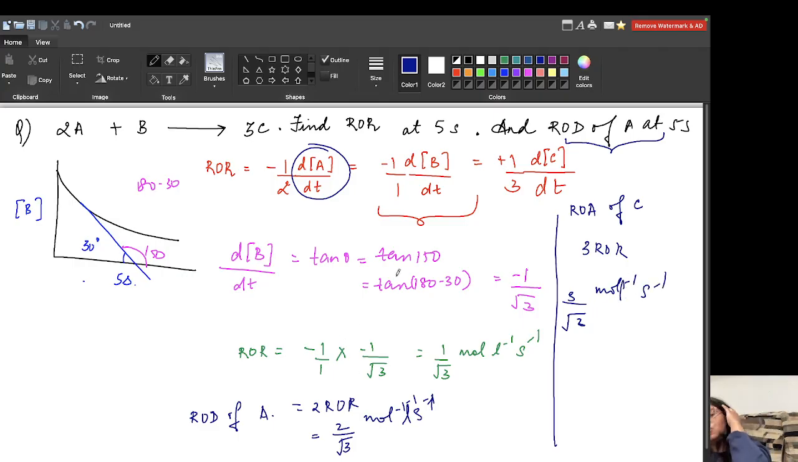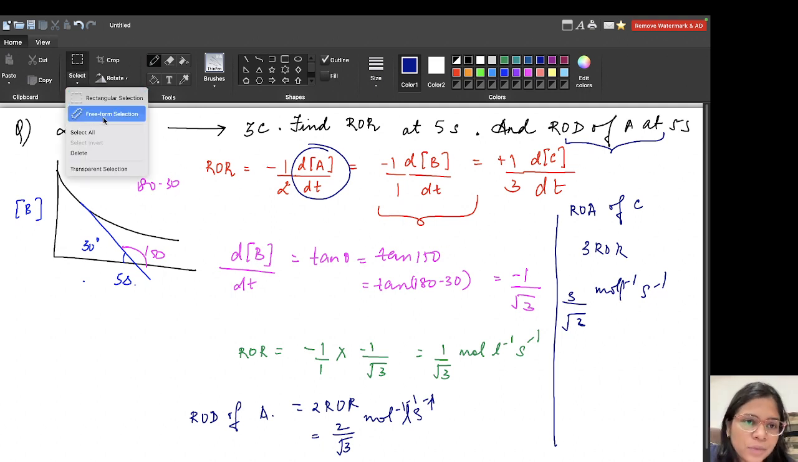Okay, so this is how you do all the questions based on instantaneous rate and average rate. Just remember, for rate of appearance and rate of disappearance, we don't consider the signs.